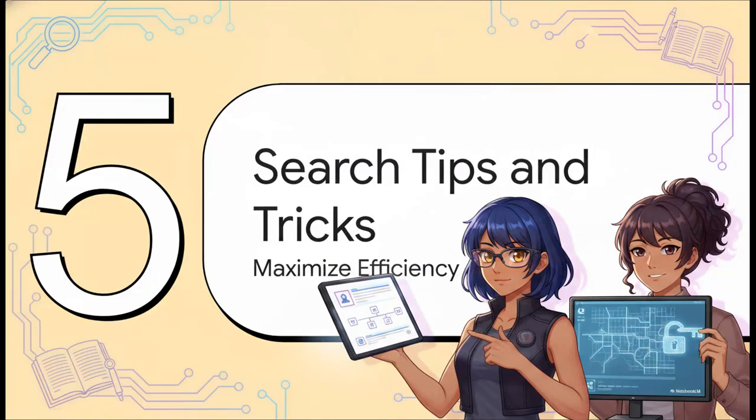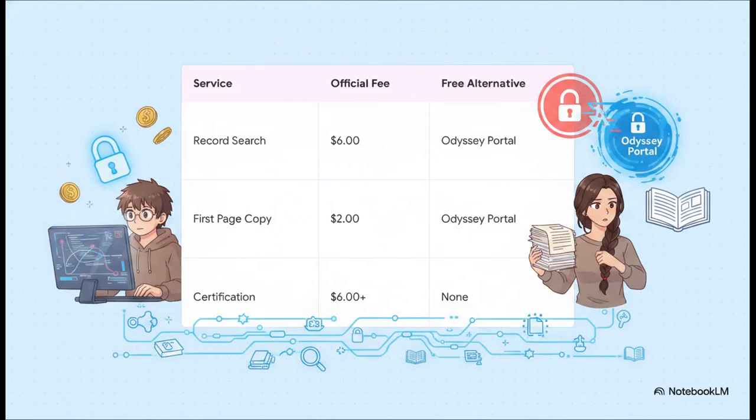Section 5. Insider Search Tips and Tricks, Maximizing Your Efficiency. To make sure you're an absolute pro at this, let's explore some advanced tips to help you troubleshoot common issues and, frankly, bypass unnecessary costs. Mastering these online portals is so valuable because it directly saves you cash. Look at this breakdown for Illinois. An official record search by the clerk? That's $6. But doing it yourself on the Odyssey portal is free.